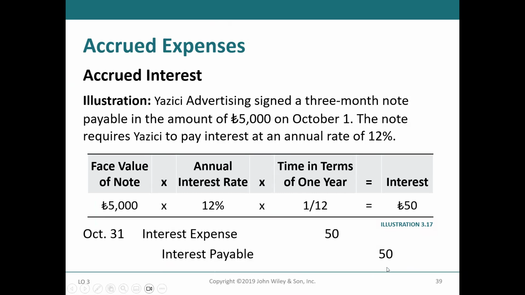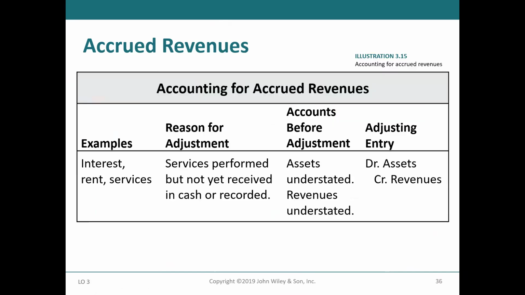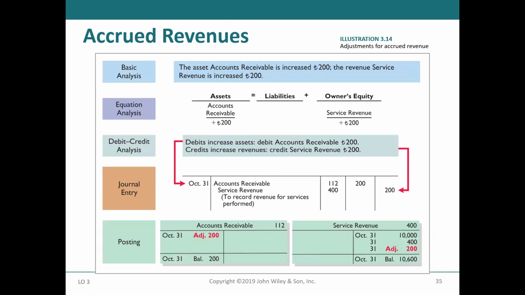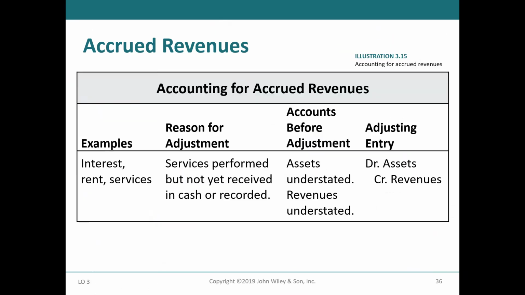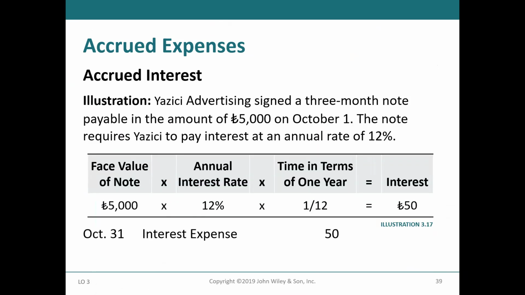Okay, interest payable. Now this is opposite to when we lend the money, yeah, class? When we lend the money, then we will debit interest receivable and credit interest revenue, remember that? But when we borrow money, we will debit interest expense and credit interest payable.